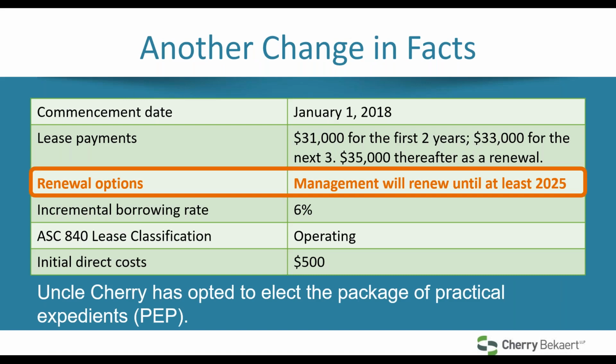And so let's change the facts one more time. We've got the commencement date at 1/1/18 staying the same. Our lease payments are staying the same. We have these renewal options where at first it said management doesn't know what they're going to do at the end of the non-cancelable period. But let's say now management does know. We're reasonably certain to renew until at least 2025. We also know that this is going to cost us $35,000 a year as a year-over-year renewal. Our income and borrowing rate, the classification, and interest rate cost, all that's the same. The only thing that's really changing is our lease term.